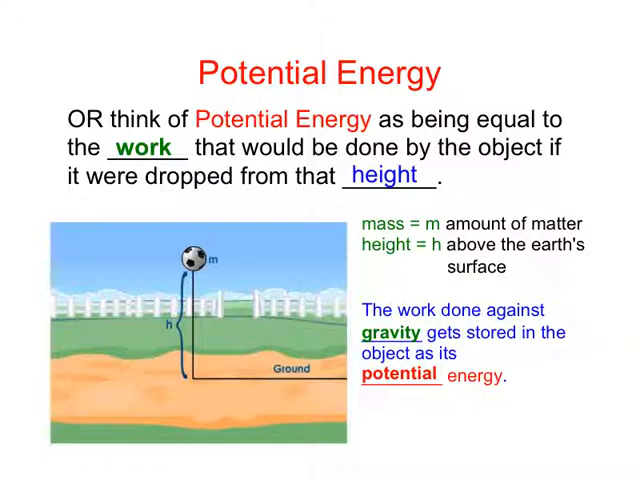So if we think of mass as the amount of matter in this ball here, and the height, what is the length above the Earth's surface? So the work that's being done is against gravity, because gravity's pulling down. So if you lift this ball up against gravity, the higher you go, the more height there is, the more stored energy or potential energy the ball has.